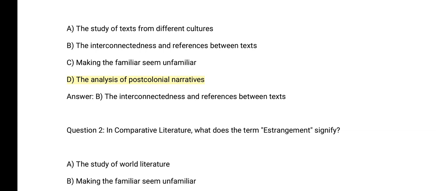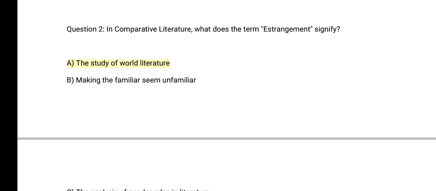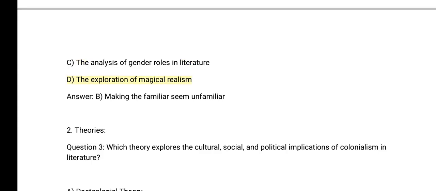Question 2. In comparative literature, what does the term estrangement signify? A. The study of world literature. B. Making the familiar seem unfamiliar. C. The analysis of gender roles in literature. D. The exploration of magical realism. Answer. B. Making the familiar seem unfamiliar.